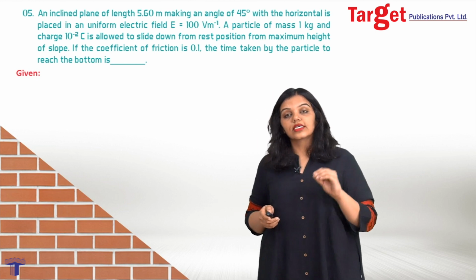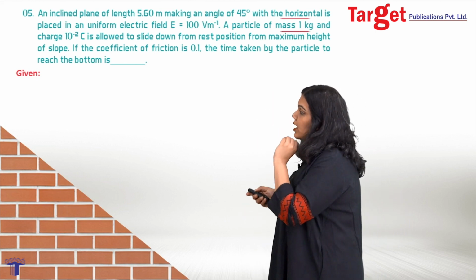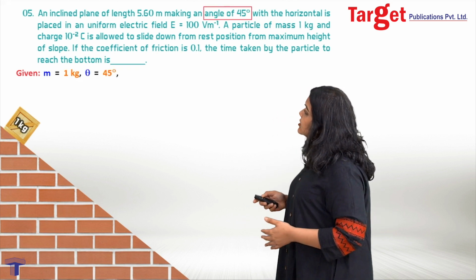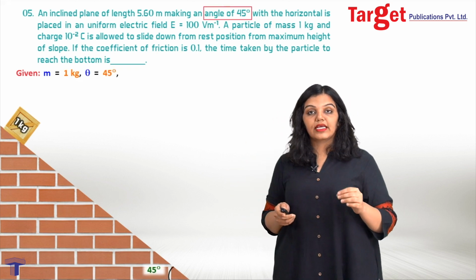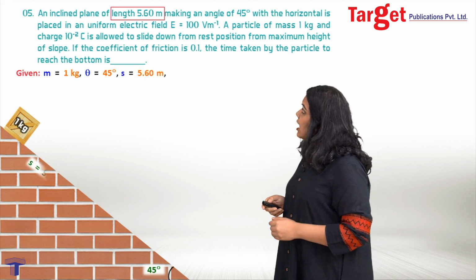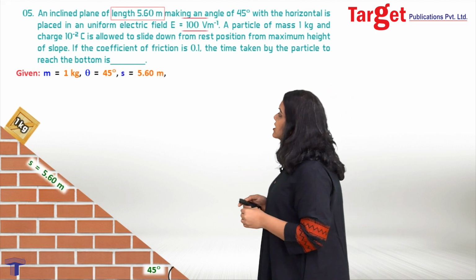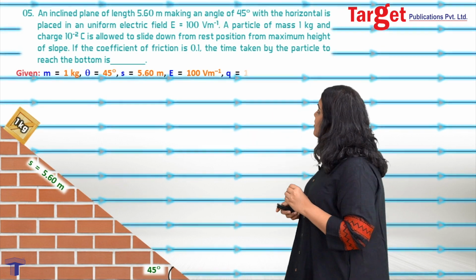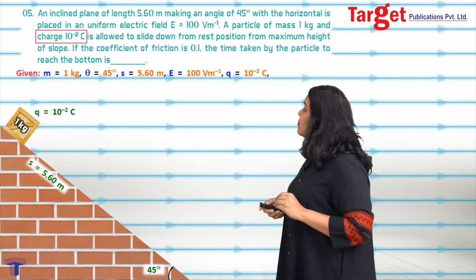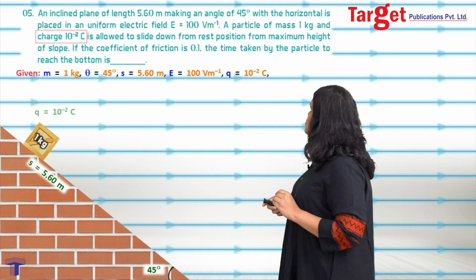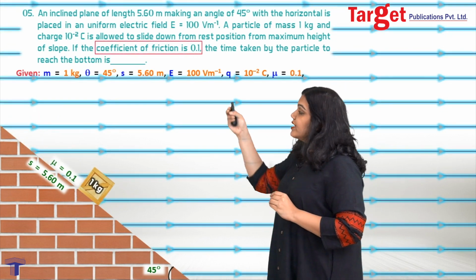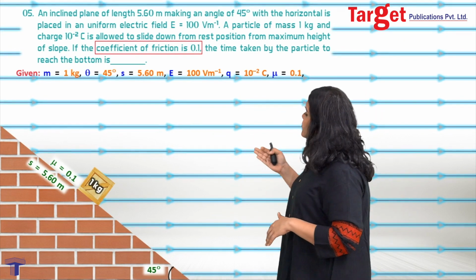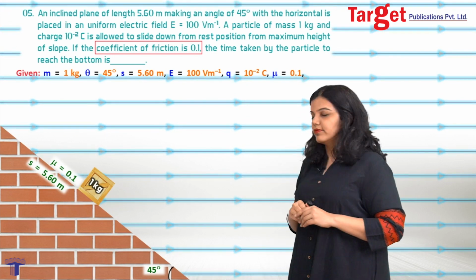Now first let's write down the given data. We know that there is this particle and this particle has a mass of 1 kg. We've also been told that the angle that the inclined plane has is 45 degrees. The length of the inclined plane is 5.60 meter. The electric field strength is 100 volt per meter. And finally, we also know that the charge on the particle is Q, that is 10 raised to minus 2 coulomb. And this particle is made to go down from rest, that is made to slide down, and they've also given us the coefficient of friction, that is mu is equal to 0.1.